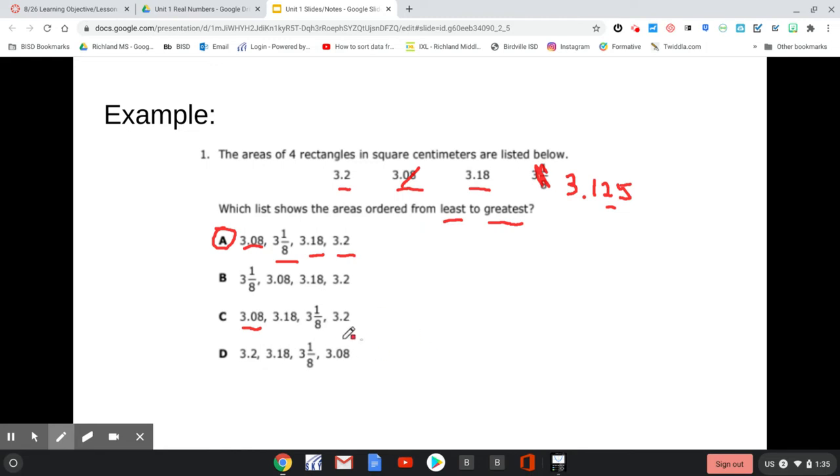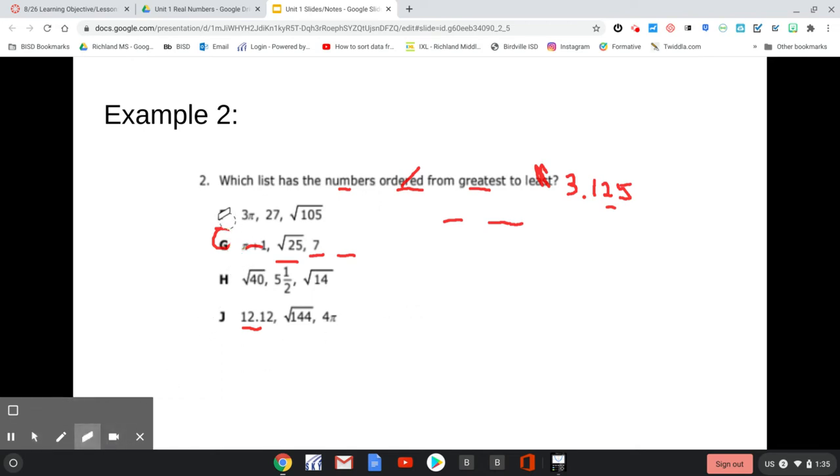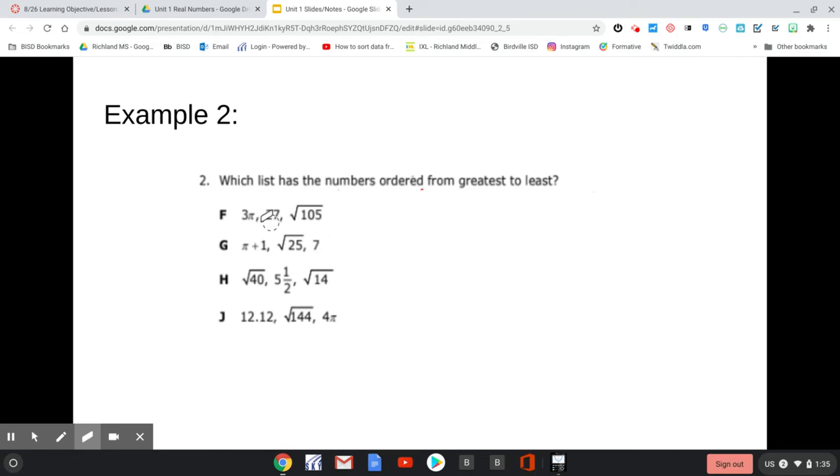Let's look at another one. Okay, let's see if we can erase this quickly. Which list has the numbers ordered from greatest to least? Okay, I'm not going to do this one because it's going to take me forever. So I'm going to do the next one.